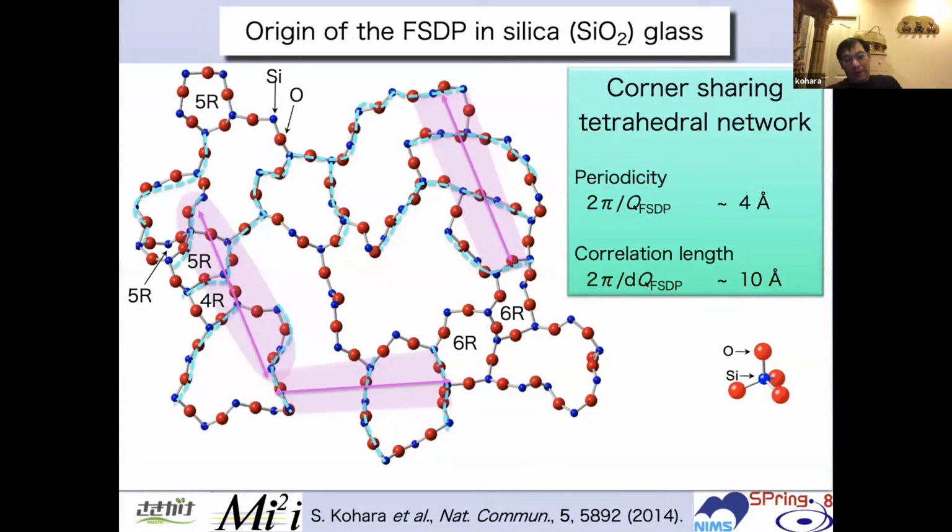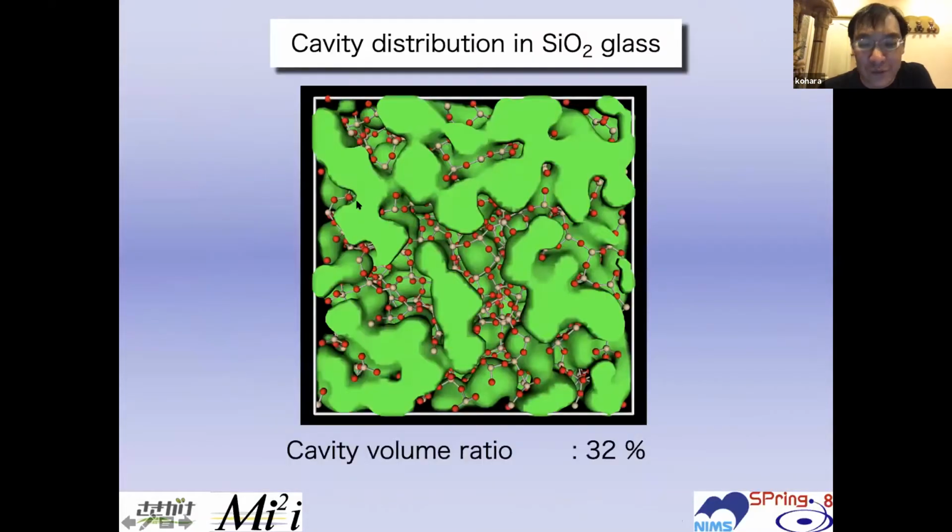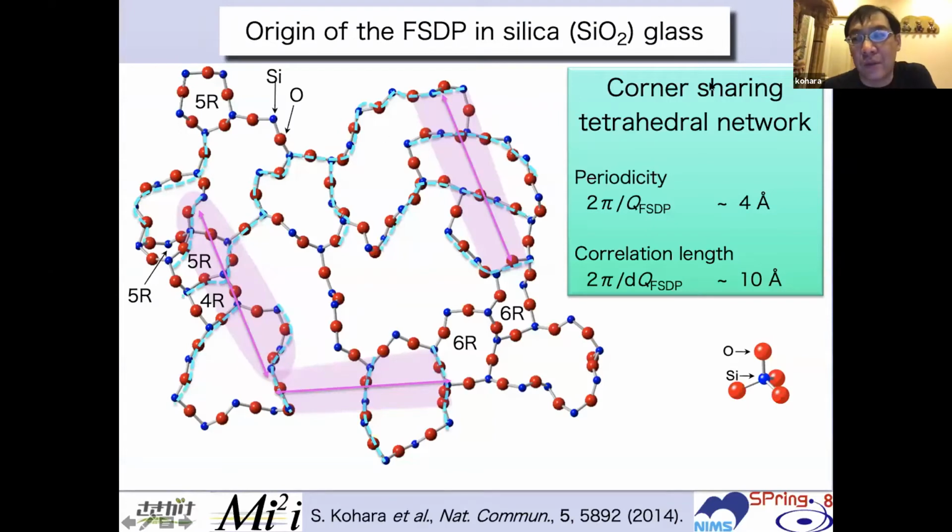Okay, so we have been working on the origin of the FSDP, why we can observe the first sharp diffraction peak. We can roughly estimate periodicity and correlation length by analyzing the FSDP. This is the position of the FSDP. This is the width of the FSDP. So we can estimate the periodicity is almost 4 angstrom and the correlation length is 10 angstrom.